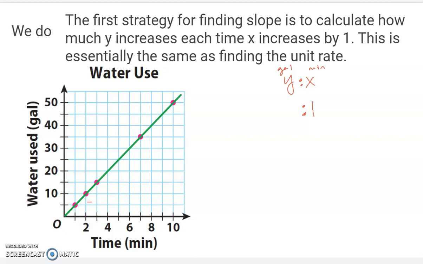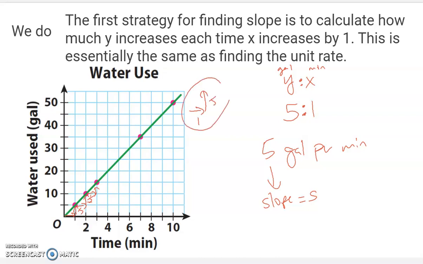And this is pretty easy to tell, right? You go over 1 more minute, you go up 5 more gallons. 1 more minute, 5 more gallons. So each time 1 minute passes, you go up 5 gallons. It's a 5 to 1 ratio. 5 gallons per minute. And so we have a slope of 5. That's how steep this is. Each time you go over 1, you go up 5. That's the slope. If you want to even write that in. That's what we're looking for.